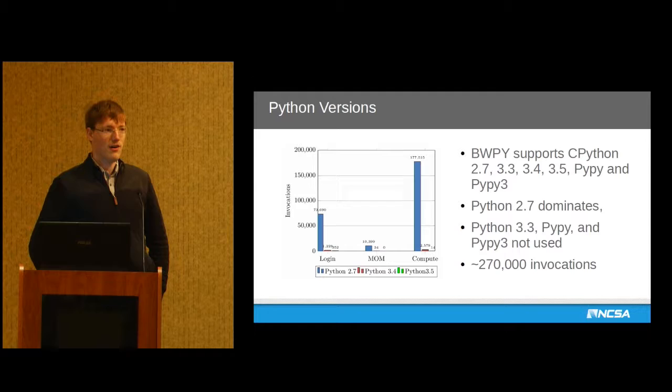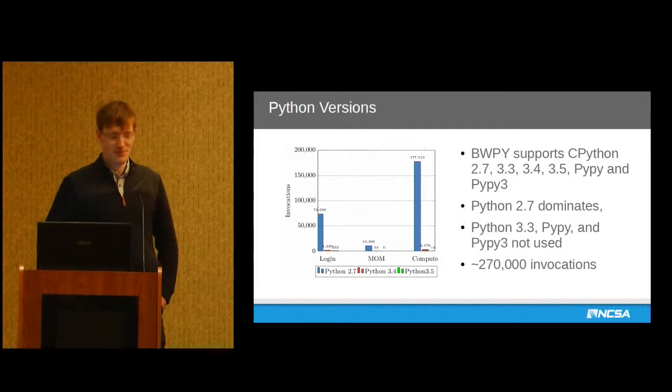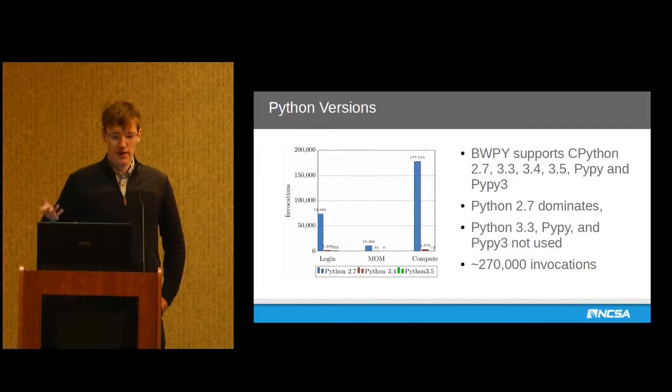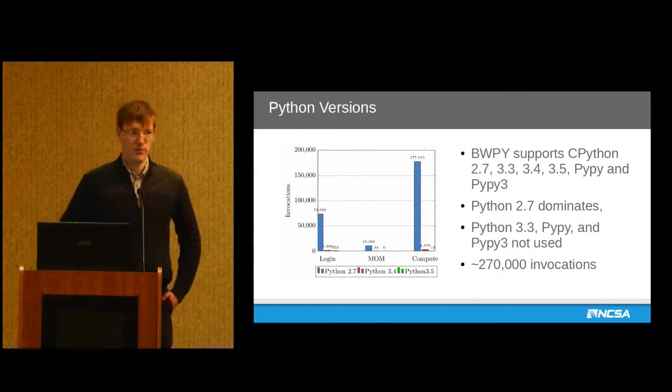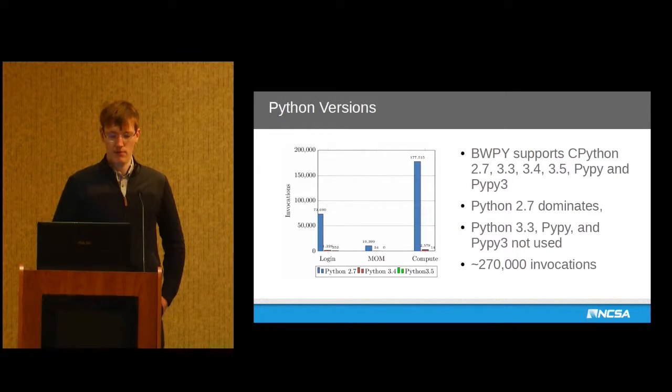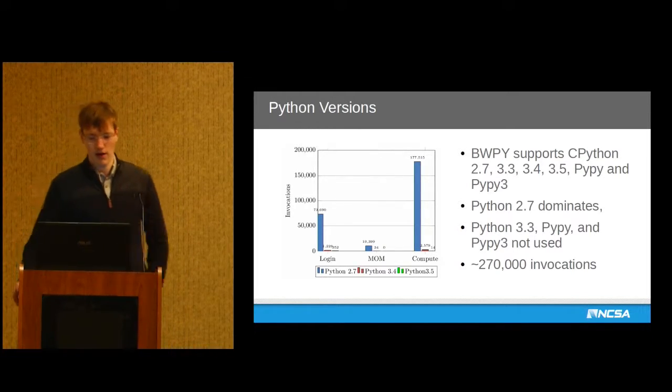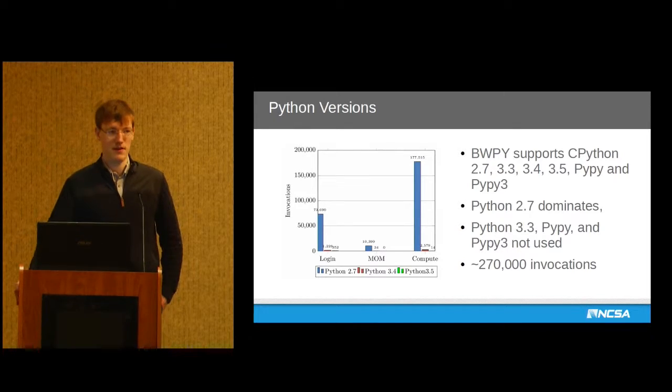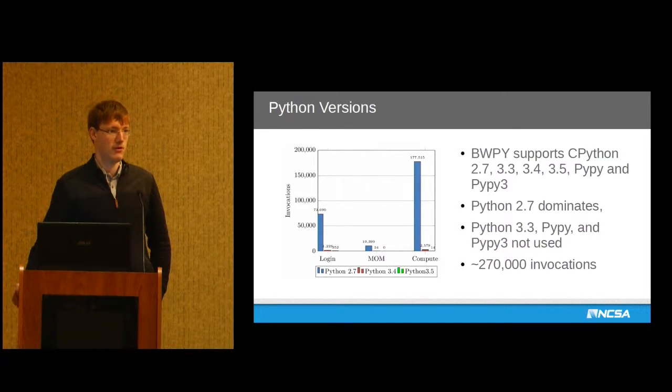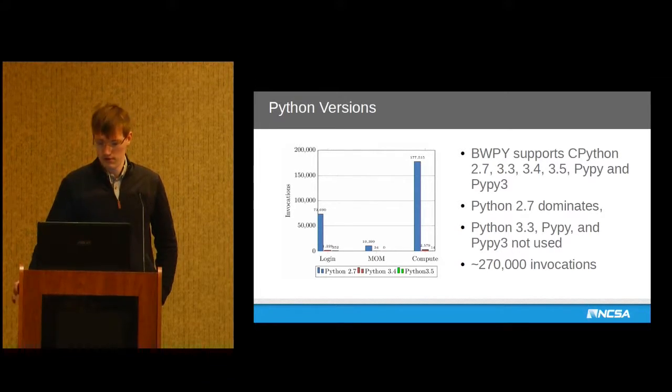So nearly all of you are using Python 2.7 still. And there's actually a fairly decent distribution across login and compute nodes. People do use it in both contexts. The usage on MOM nodes is a bit higher than I had expected it to be, so make sure that you're actually using aprun when you need to. But if you're using it to actually launch jobs from Python itself, go right ahead. We've had about 270,000 Python invocations since January 13th when I started recording this data. So you do use it at a fairly decent rate.